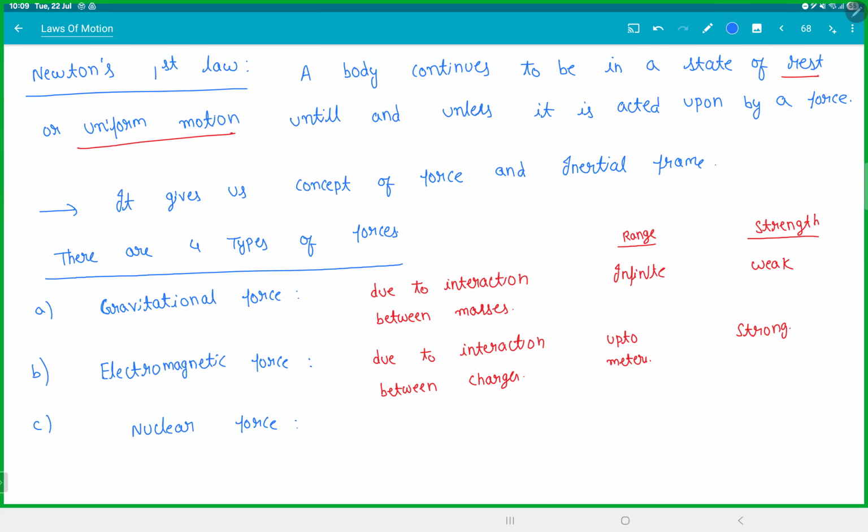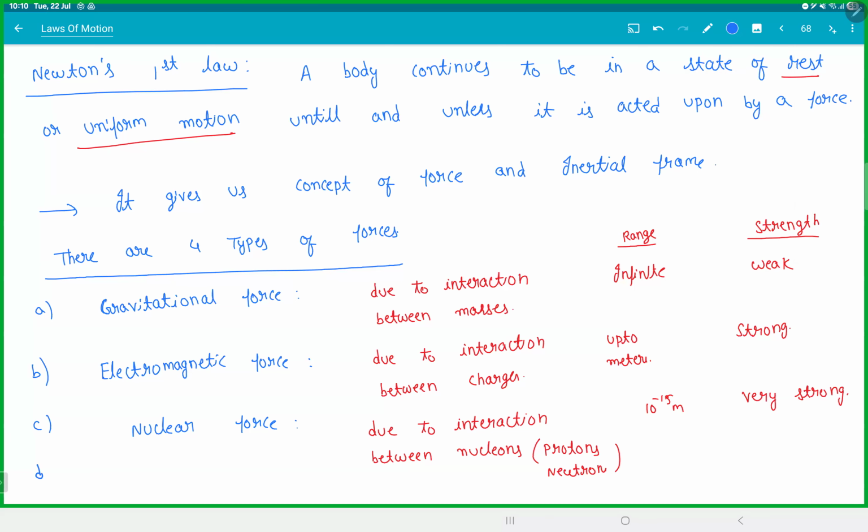So what is this nuclear force? This is due to the interaction between the nucleons, that is the protons and neutrons. This thing acts over a very small distance, 10 power minus 15 meters, very small, that's 1 Fermi. And these forces are very strong. These things we don't deal with in day-to-day life.